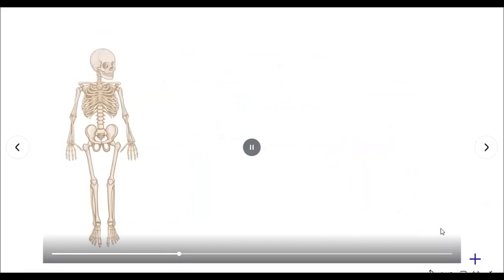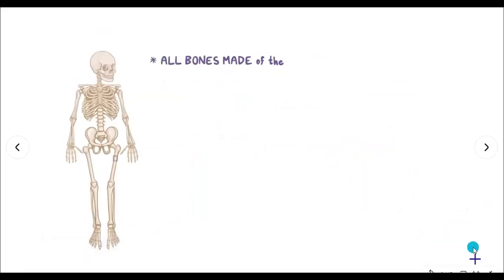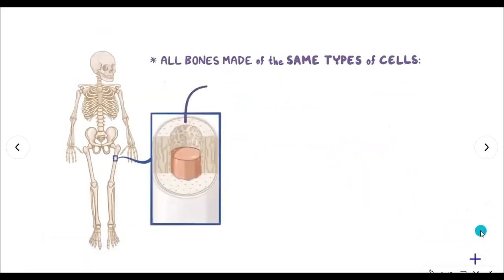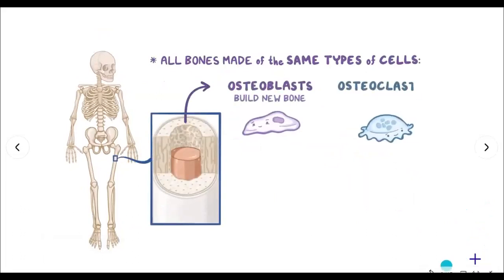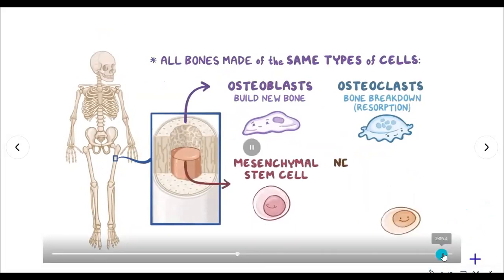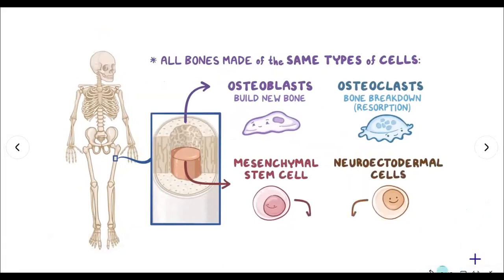Now, even though bones vary in size and shape, they're all made of the same types of cells. Chief among them are osteoblasts, which build up new bone, and osteoclasts, which help with bone breakdown or resorption. In addition to these, there are some more primitive cells in the bone marrow, called human mesenchymal stem cells, and neuroectodermal cells, which have the ability to differentiate into many cell types, including nerve, fat, bone, and cartilage cells.